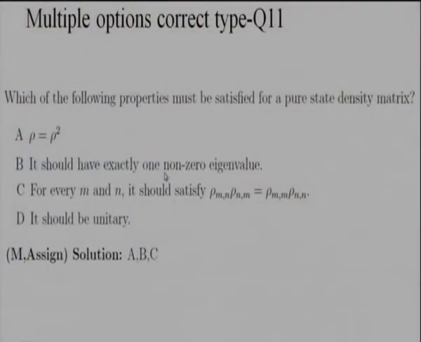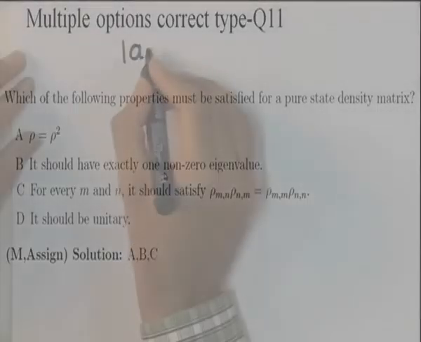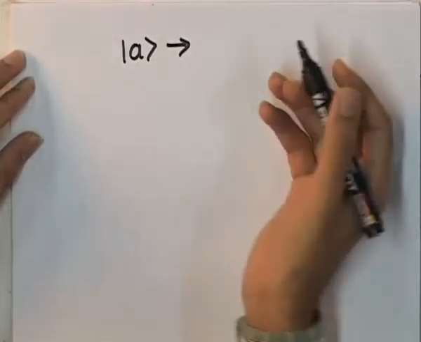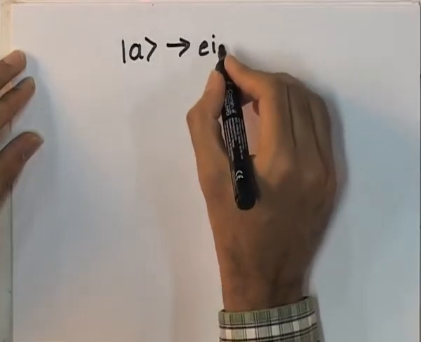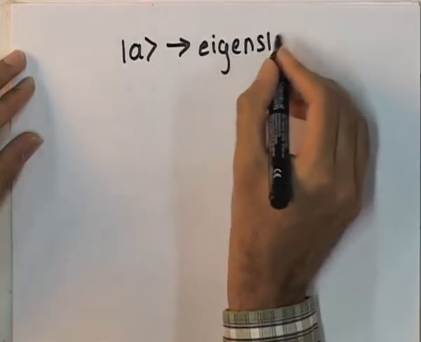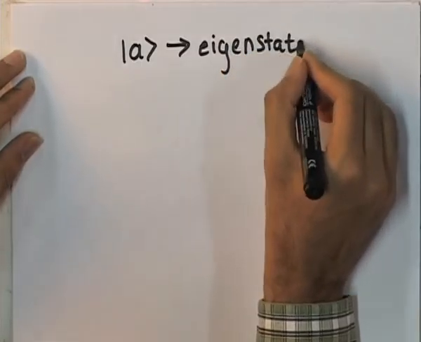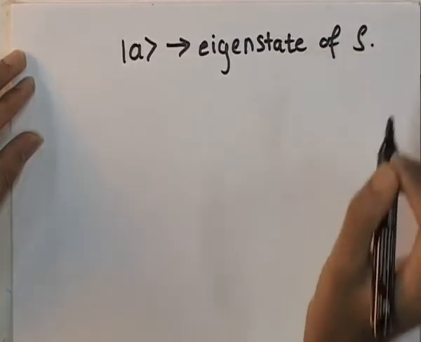Now option B talks about the number of non-zero eigenvalues of the density matrix for a pure state. As we will see, this is indeed true. It has only one non-zero eigenvalue. To realize this, let's assume that a ket A is an eigenstate of the density operator rho.